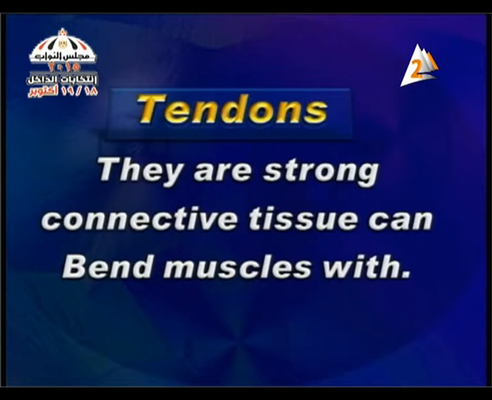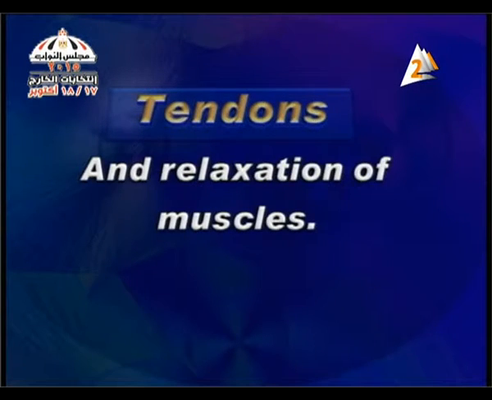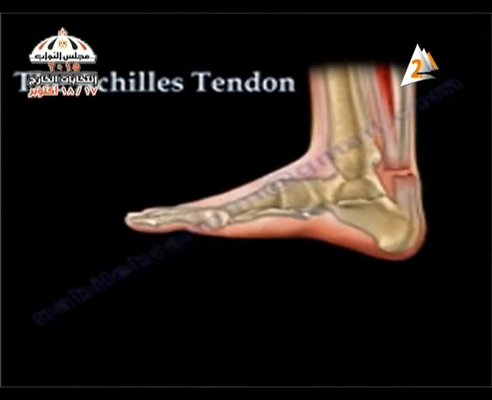Number four, tendons. They are strong connective tissue, can bend muscles and bones, at joints, so they allow movement at contraction and relaxation of muscles. For example, Achilles tendon, which connect twin muscle by heel bone.